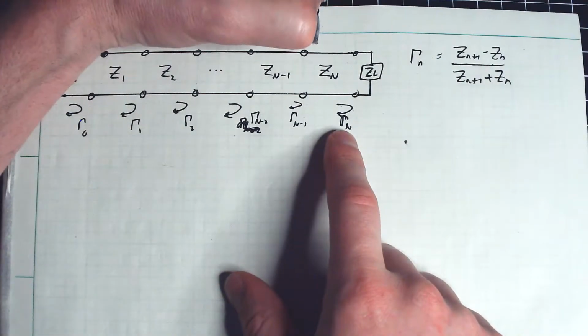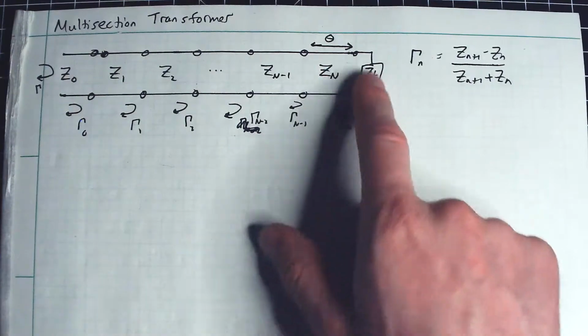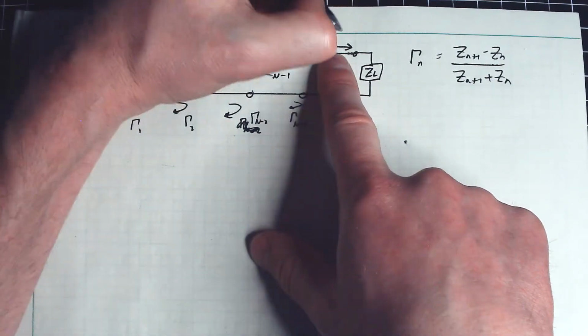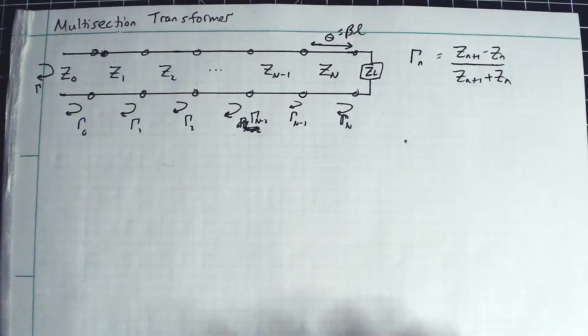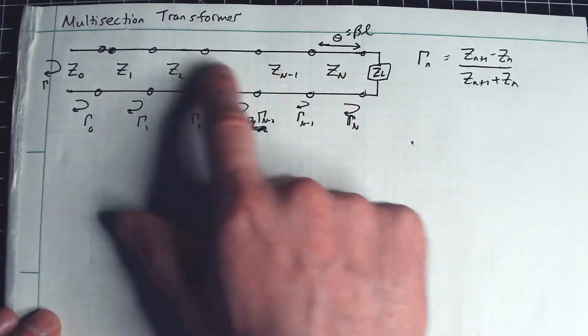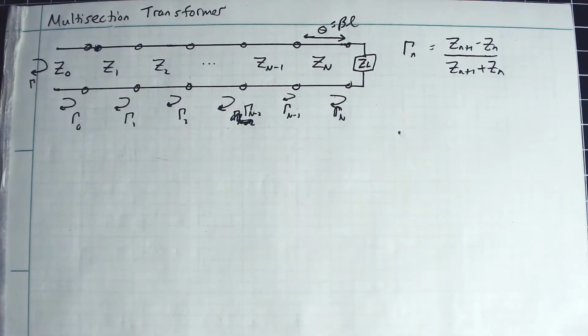Well, first things first, we're going to assume the length of all of these lines is identical. So we gave it that theta here, which you remember corresponded to some beta L at a given frequency. And so each of these lines has the same length. So what can we do with that?